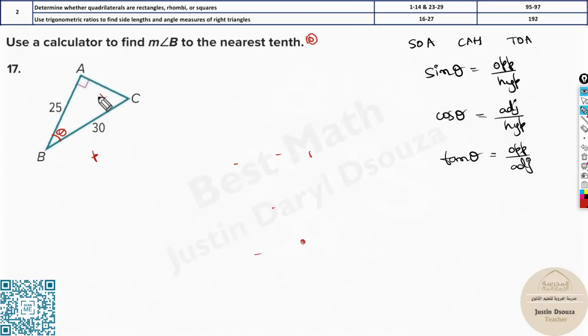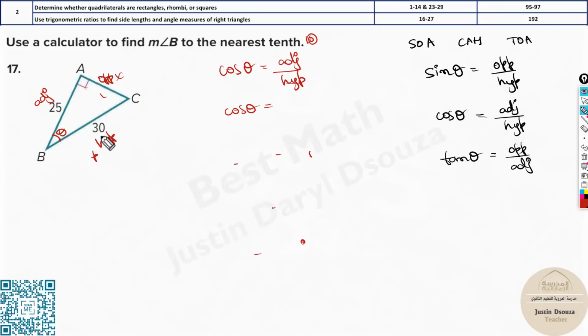Again, it's the same theta. Now the opposite side is unknown. We know the hypotenuse, opposite to 90 degrees. This is known. And we know this is opposite but not given. Adjacent is given. Which formula now? The formula over here will be whichever is having hypotenuse and adjacent. That is cosine. Cosine theta is equal to adjacent by hypotenuse. You need to write this formula first.